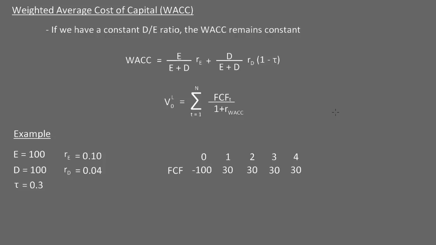This is a staple in capital budgeting. Now, if we have a constant debt equity ratio, the WACC will remain constant as well. But if our debt equity ratio changes through time, we actually need to calculate a new WACC for each period of time. Now, the WACC is the average between the cost of equity and the after-tax cost of debt. The VL0 term here is your levered value of a firm, and it is equal to the present value of the free cash flows using our WACC as the discount rate.